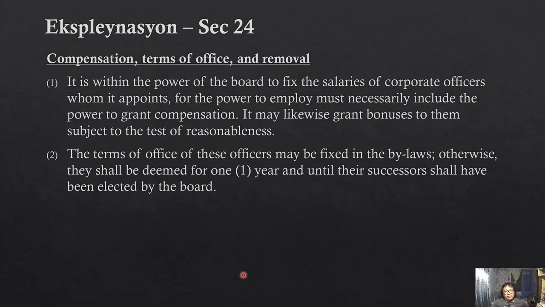Compensation, term of office, and removal. It is within the power of the board to fix the salaries of corporate officers whom it appoints, for the power to employ must necessarily include the power to grant compensation. It may likewise grant bonuses to them subject to the test of reasonableness. The term of the office of these officers may be fixed in the bylaws, otherwise they shall be deemed for one year and until their successors have been elected by the board. So same concept sa Board of Directors, one year, until ma-elect yung successor nila. If hindi pa ma-elect, then they shall continue their job.